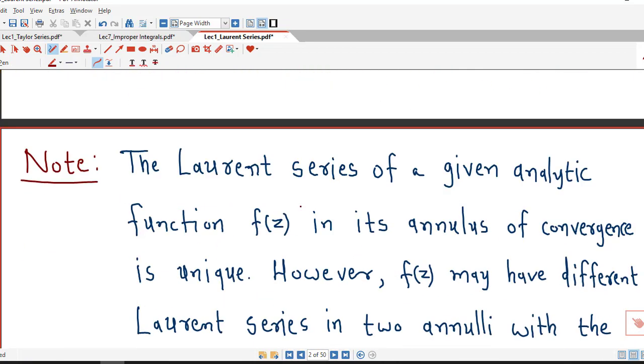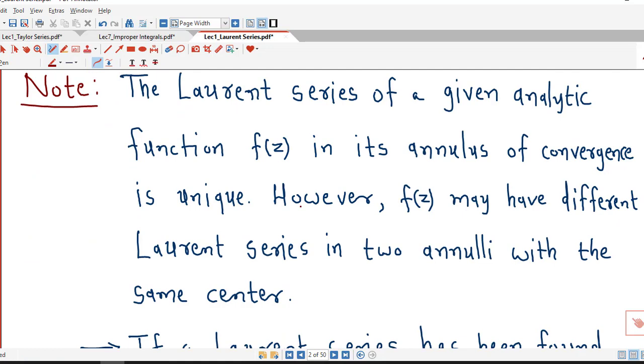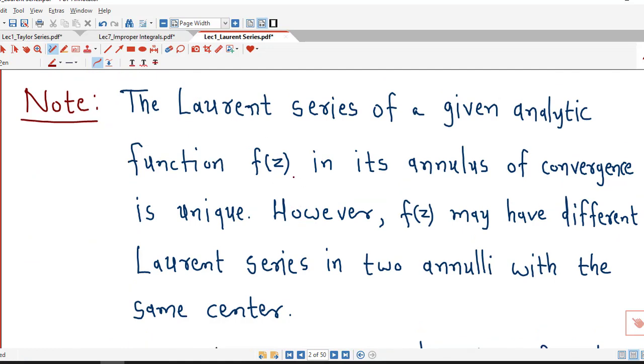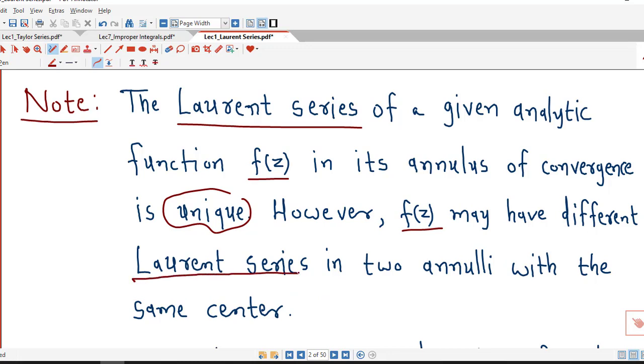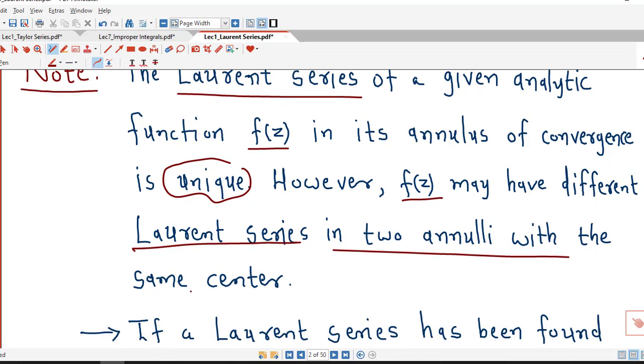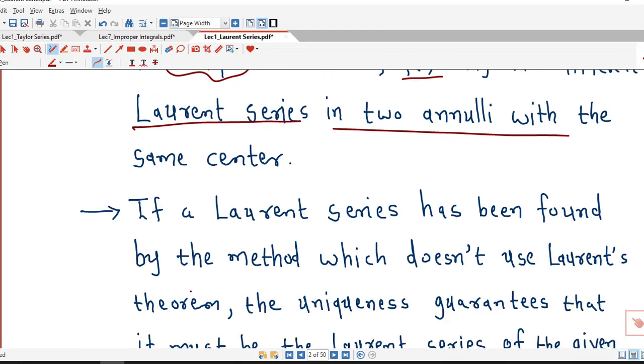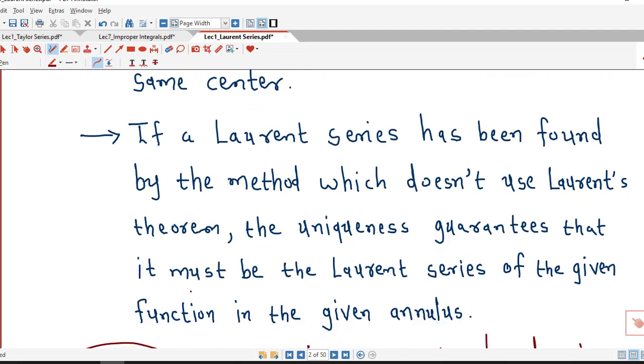And if we consider the Laurent series expansion of f of z in a given domain, then it is always unique. But if we consider the same function with different domains, then f of z may have different Laurent series in two different annular domains with the same center. That also we will understand with the help of an example.